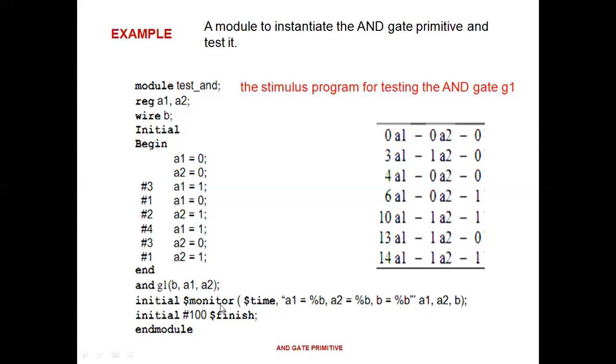So what is the function of $monitor? $monitor always keeps track of the values of these variables which are present inside the brackets, and whenever any change happens on a1 or a2, then that will be displayed on the screen. So once again I am repeating, $monitor always keeps track of the change of values of a1 or a2, okay, a1 or a2 and b, and displays them on the screen.